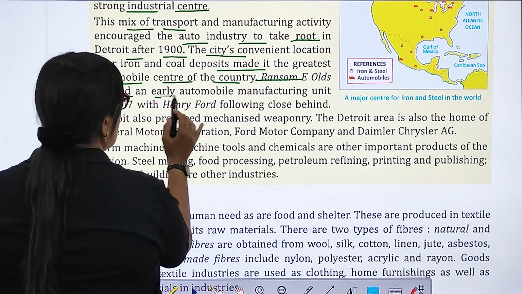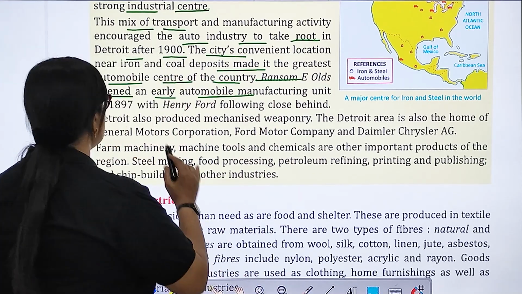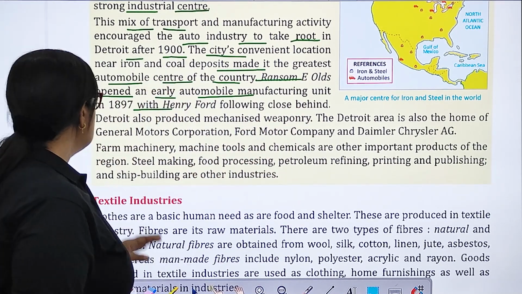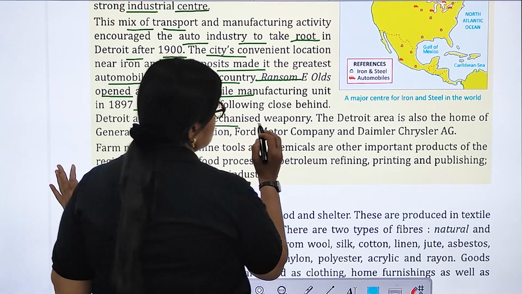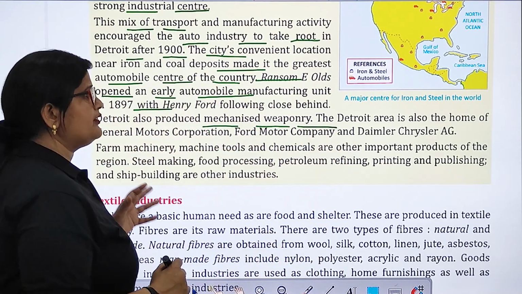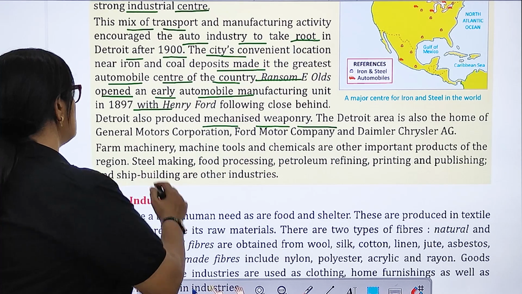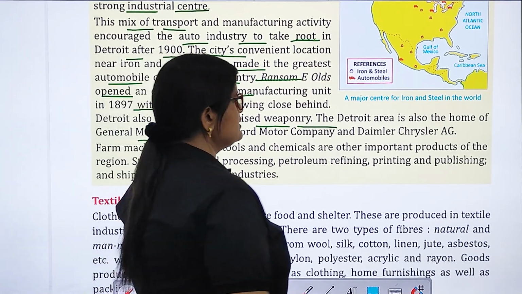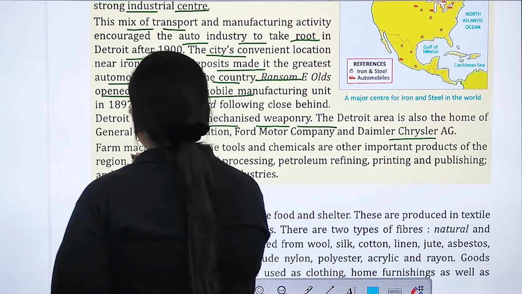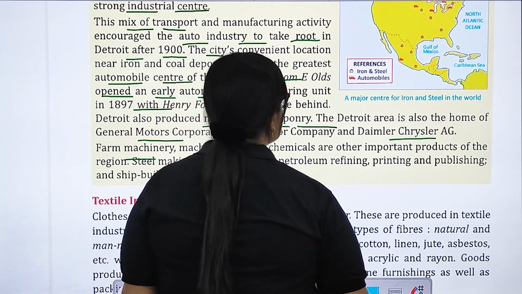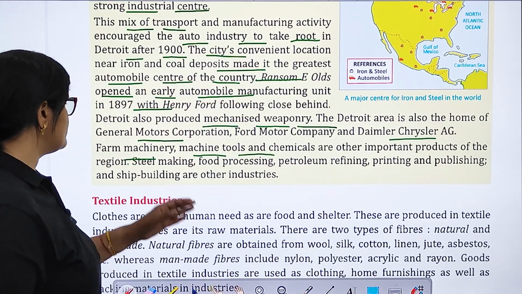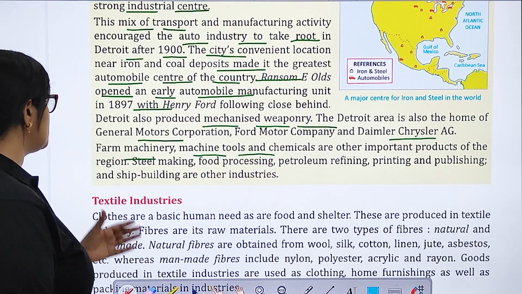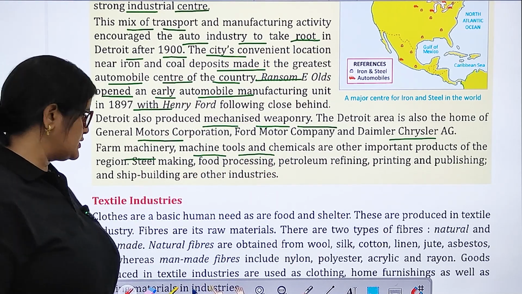Ransom Olds opened an early automobile manufacturing unit in 1897, with Henry Ford following close behind. Detroit also produced machines and weaponry. The Detroit area is also the home of General Motors Corporation, Ford Motor Company, and DaimlerChrysler. Farm machinery, machine tools, and chemicals are other important products of the region. Steel making, food processing, petroleum refining, printing and publishing, and shipbuilding are other industries.